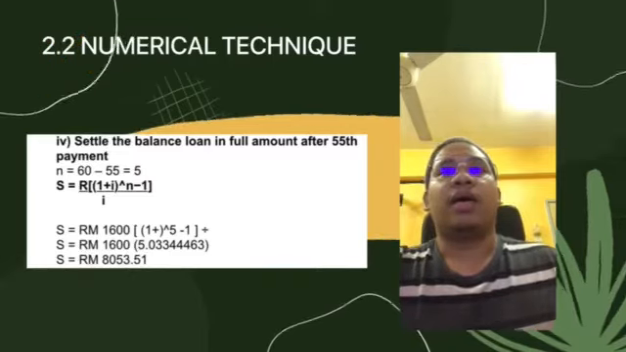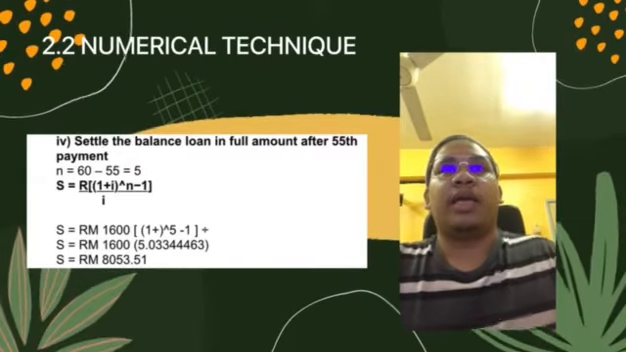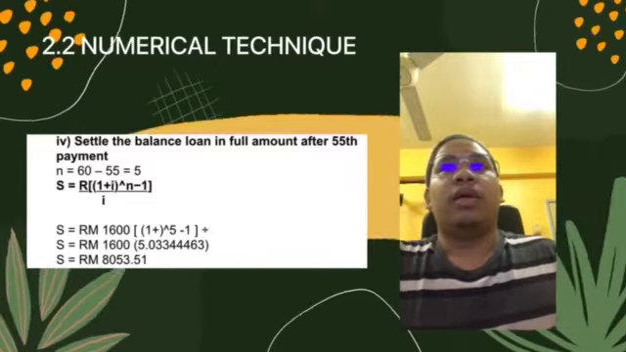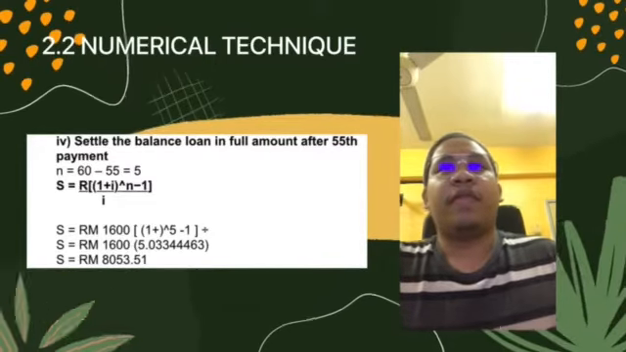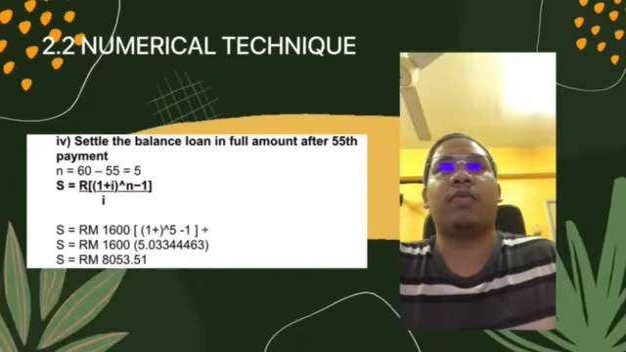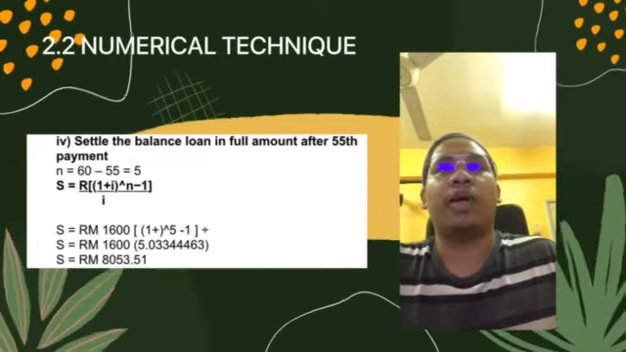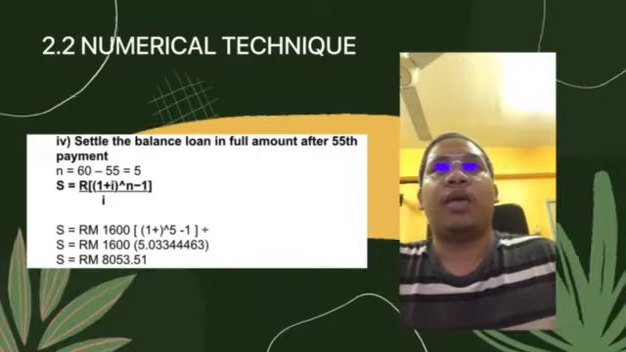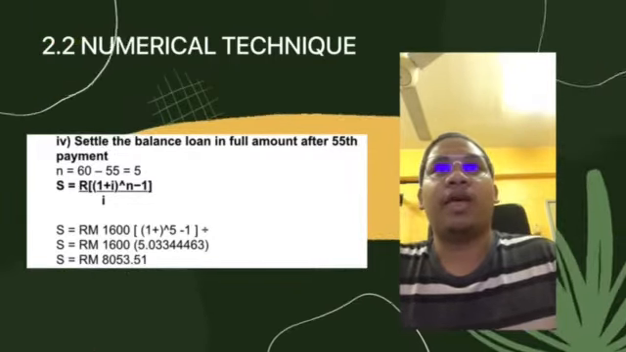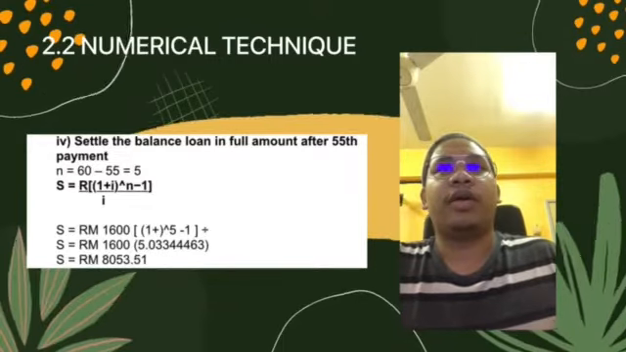Initially n is 60, but he wants to settle the amount after the 55th payment. So 60 minus 55, we get the new n, which is 5. Using the same formula, S equals R open bracket 1 plus i close bracket to the power of n minus 1 over i, we get the value of S, which is 8,405 ringgit and 55 cent.